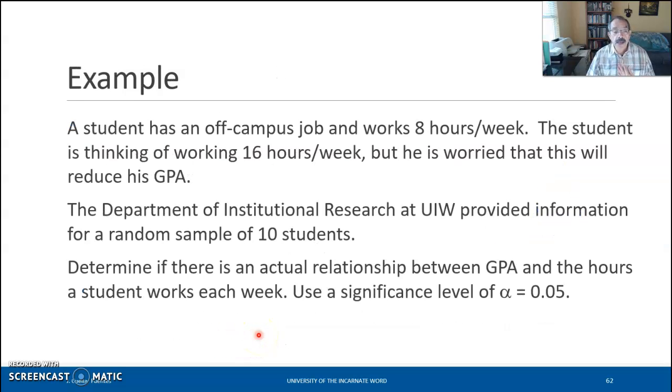All right, so in the next recording, we're going to solve an example and see how we do a hypothesis test for the slope parameter.